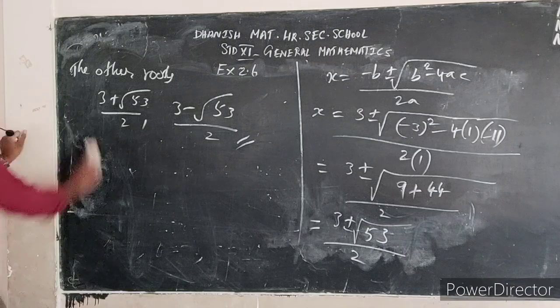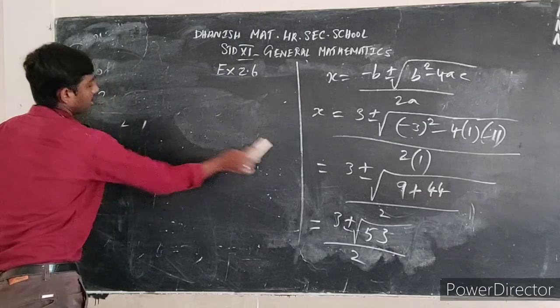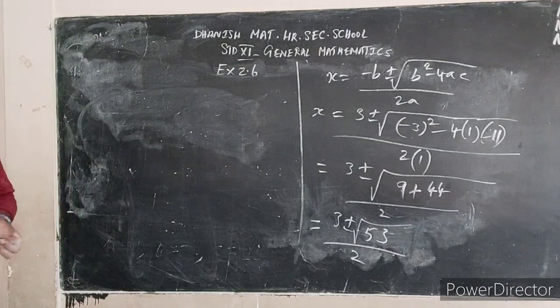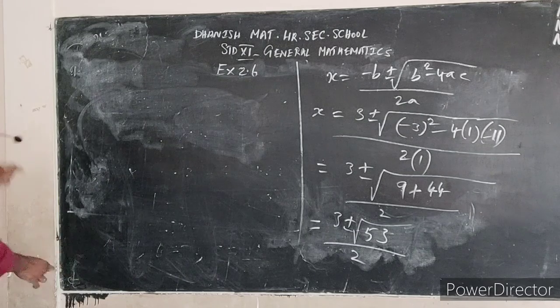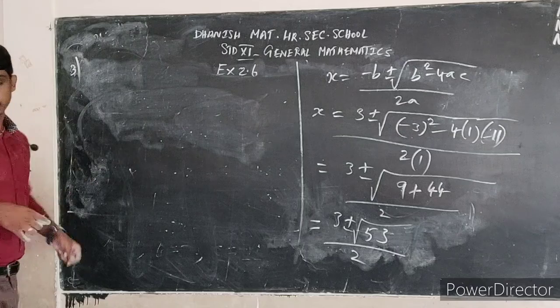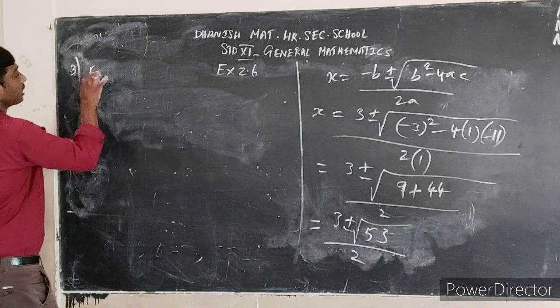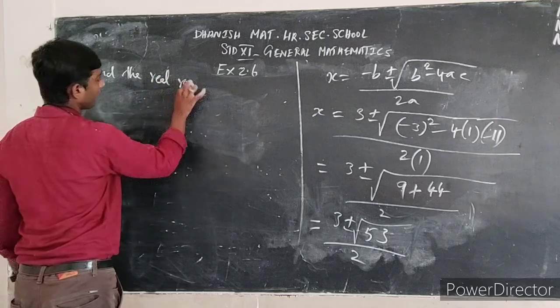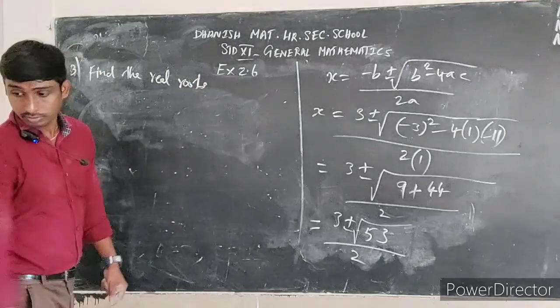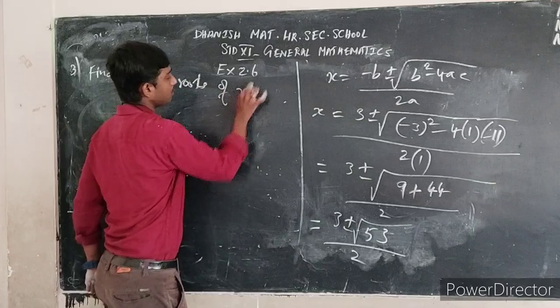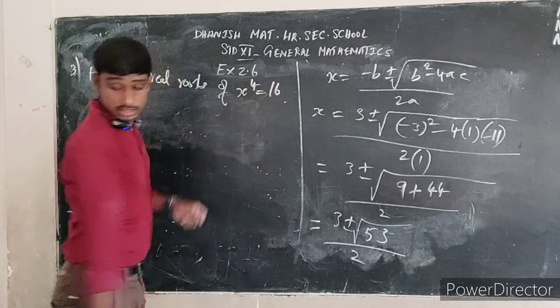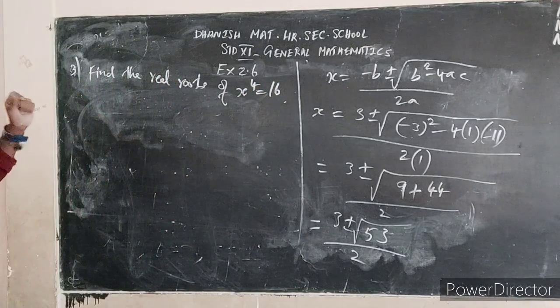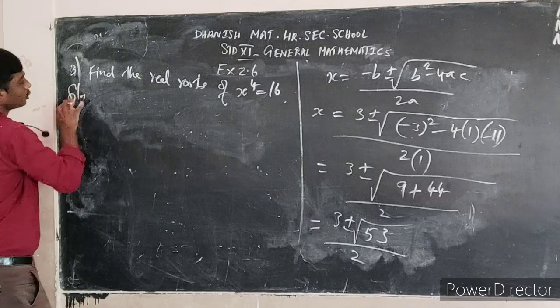So the third question, what is the third question given in your textbook? The question is: find the real roots of x power 4 equal to 16. Find the real roots of x power 4 equal to 16. So here we are going to be using this one. So what is the procedure here?